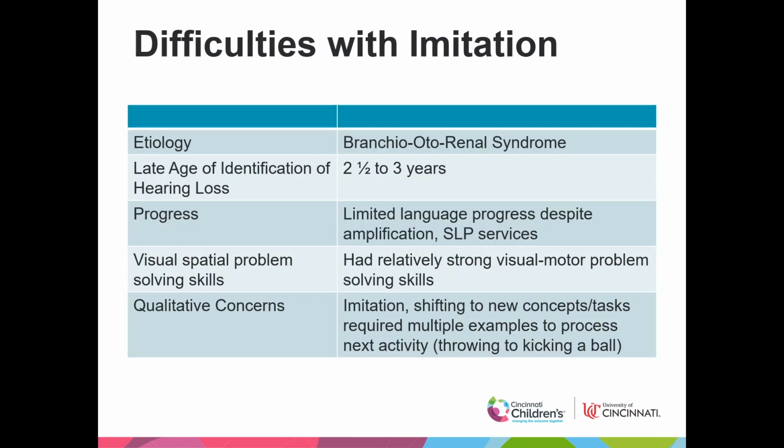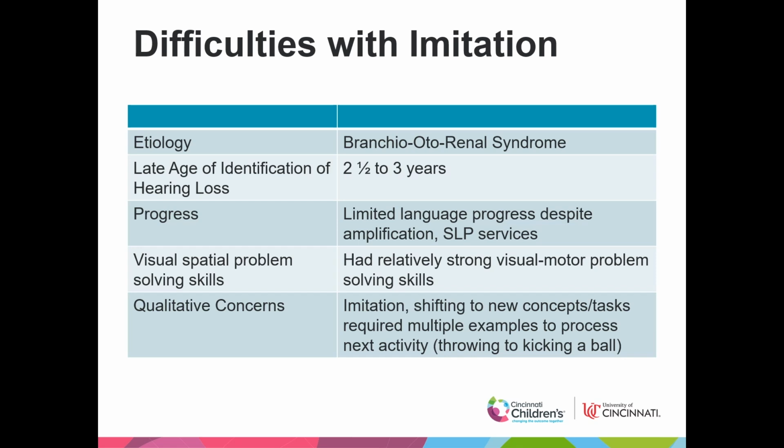So here's another case of a kid who really struggled with imitation. She was really intriguing to me. She had a later identification of her hearing thresholds, closer to 2.5 to 3. She did fine with hearing aids. I don't remember the degree, sorry. She had branchio-oto-renal syndrome. And even though she was in speech and had amplification, she was not really making very good progress.